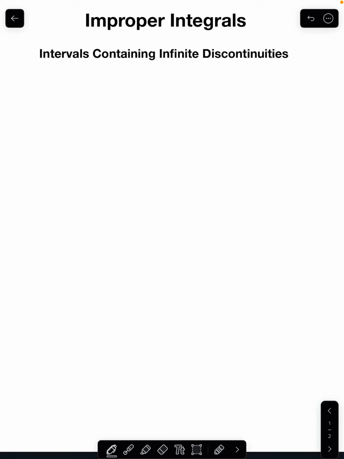In this video, we are going to be discussing improper integrals. However, unlike the previous video, where we discussed them where the limits of integration were infinite, in this case, we will be discussing integrals that are across an interval that has an infinite discontinuity at one side or the other.